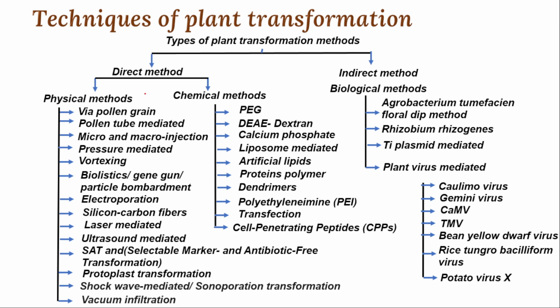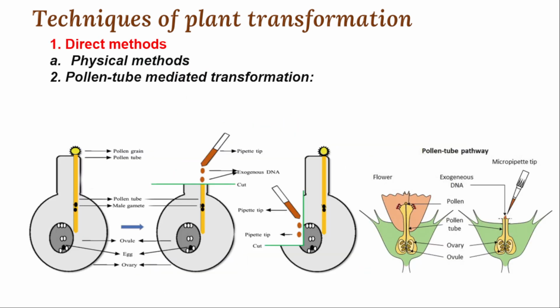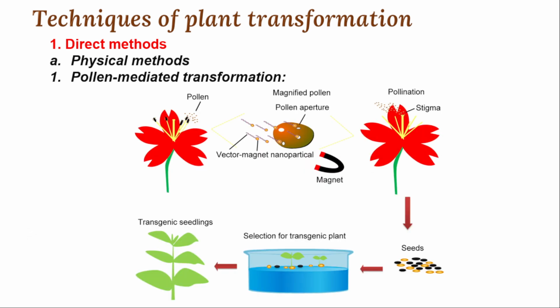First one is called physical methods. The first method is called pollen mediated transformation. What is pollen mediated transformation? We select a desired plant, collect compatible pollen grains, and then modify the genetic material of that respective pollen grain.